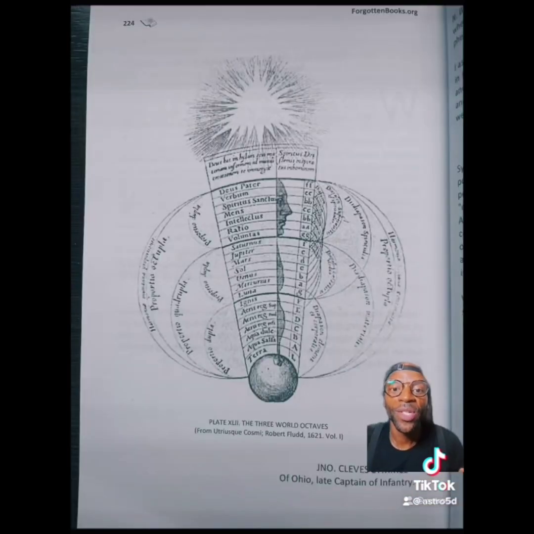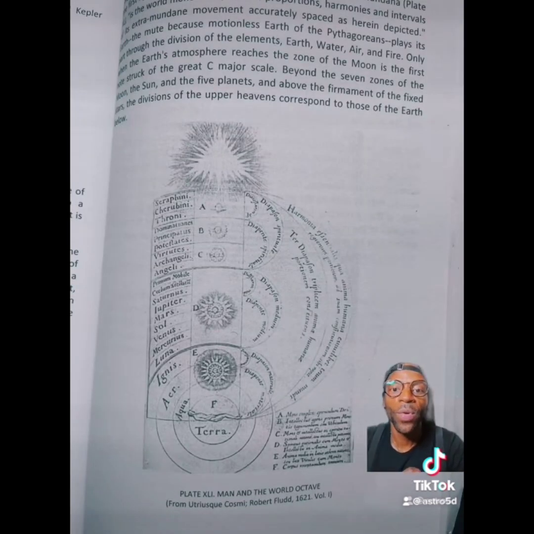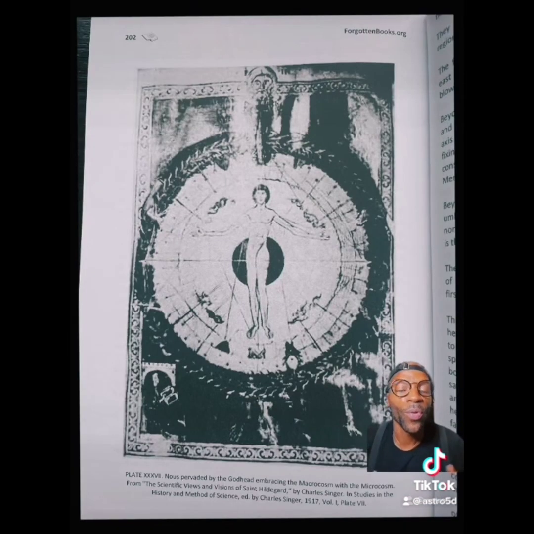Here's another one just showing the 3 world octaves. And at the very bottom, you can see it says Terra. And Terra is what some people call Earth. Here's another one, man in the world octave. And these are from the Book of Earths. Here's another one showing the world as the inner body of a man. I spoke about in Heavenly Earth by Gabrielle Henriette.